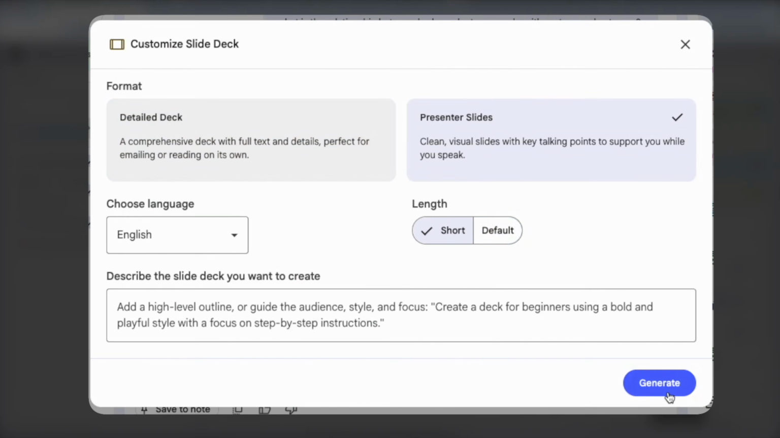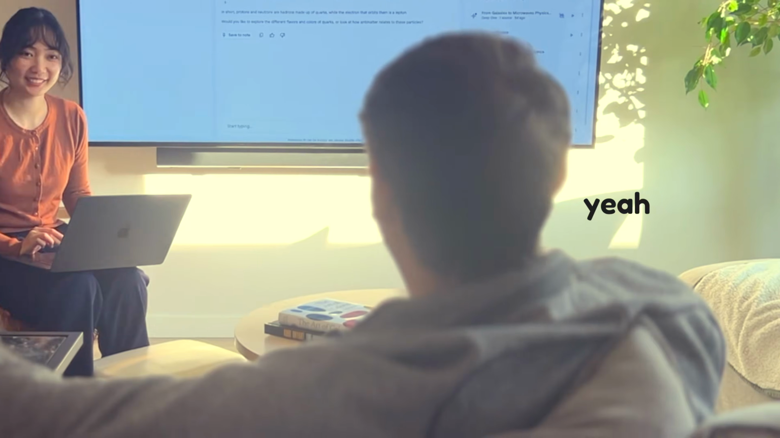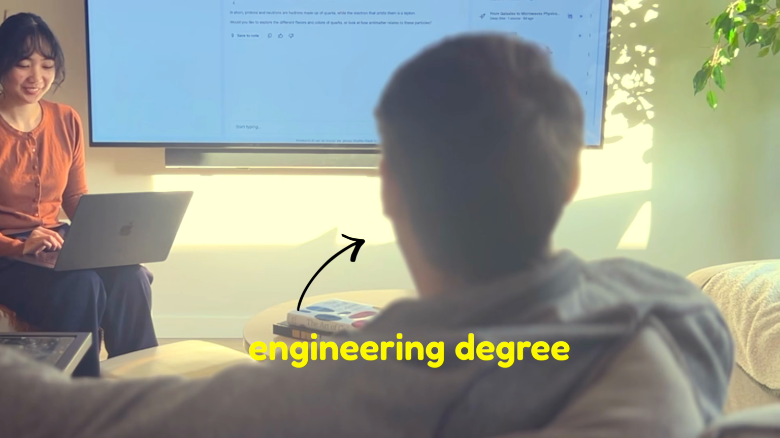Using a slide deck to clarify even more the gaps in my knowledge. Are you ready to learn high school physics? Yeah. By the way, he has an engineering degree.